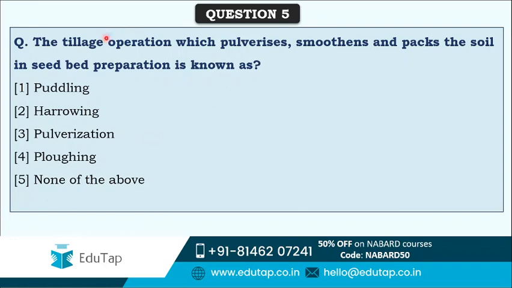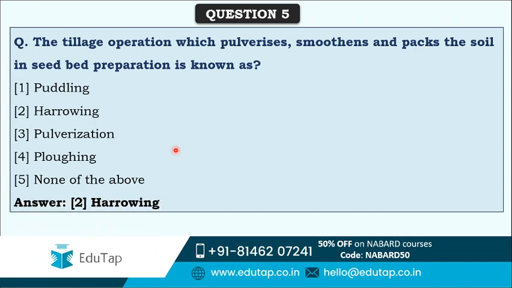So we just learned about puddling. Puddling is not the answer here, because we know that puddling actually churns the soil. It doesn't smoothen or pack the soil, it churns the soil. So puddling cannot be the answer. Now you have to answer out of harrowing, pulverization, plowing, or none of the above. Tell me what is the correct answer.